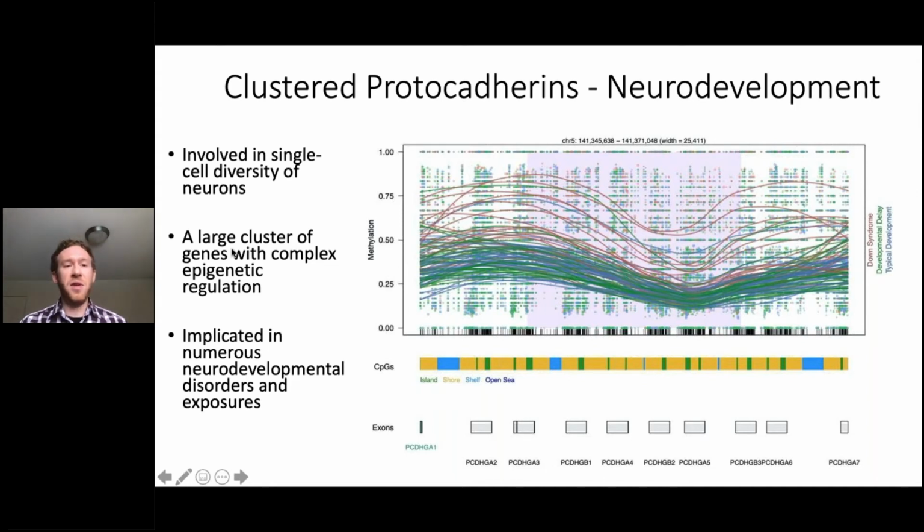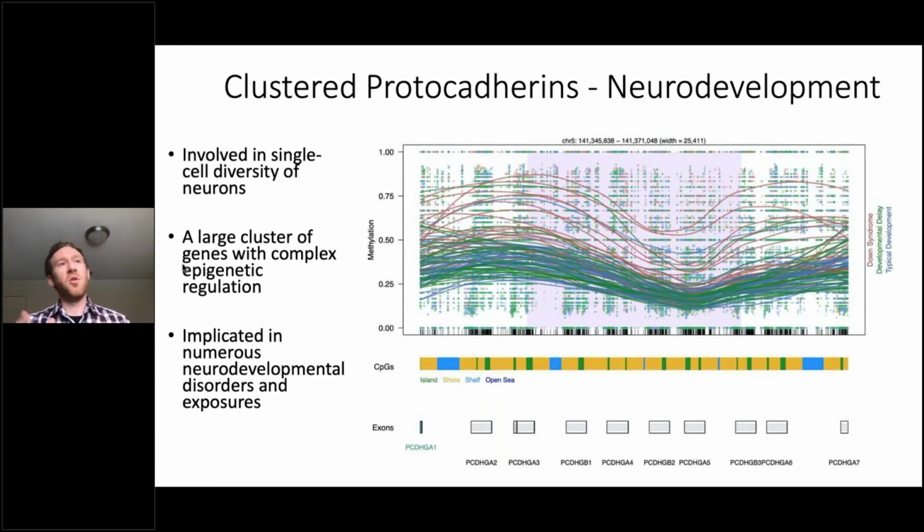And they have this very complex epigenetic regulation with CTCF binding sites in the CPG islands of their promoters that encourages this alternative choice. And as such, they've been implicated in a number of neurodevelopmental disorders and also exposures. So very striking to see that our 2 large blocks have such interesting functional consequences.